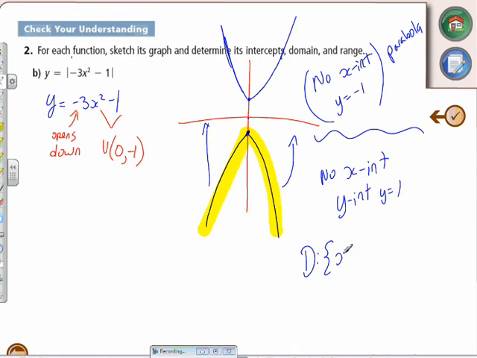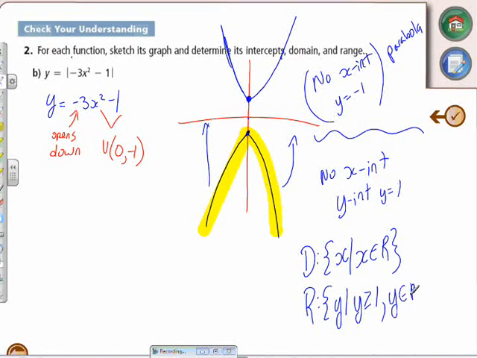Domain. Domain is always for these, the real numbers. Really only changes when we deal with word problems. And the range. The range is above 0, but it's actually greater than or equal to the vertex at this point. So y is greater than or equal to +1. And instead it's reals.